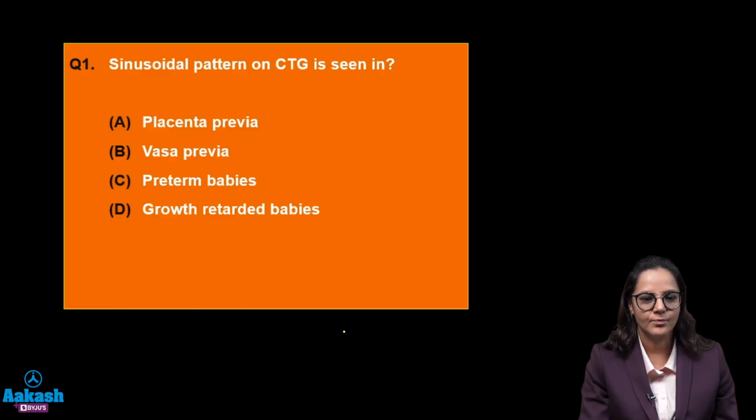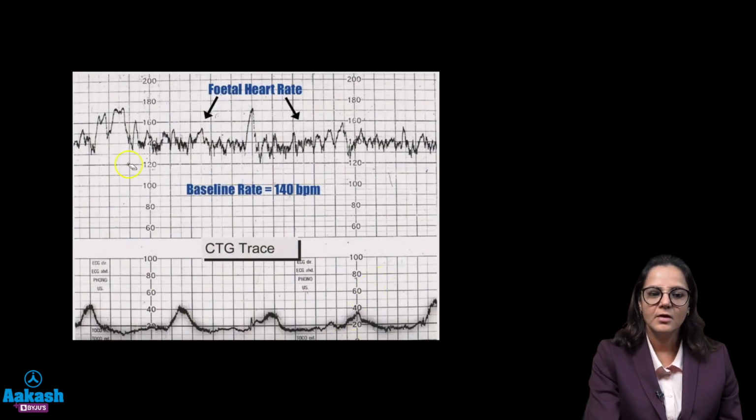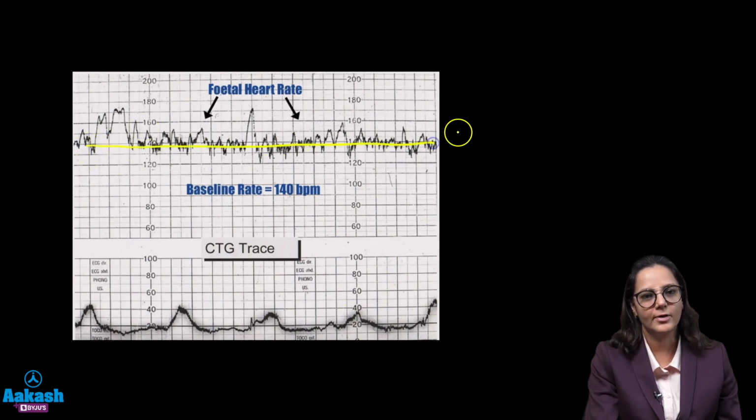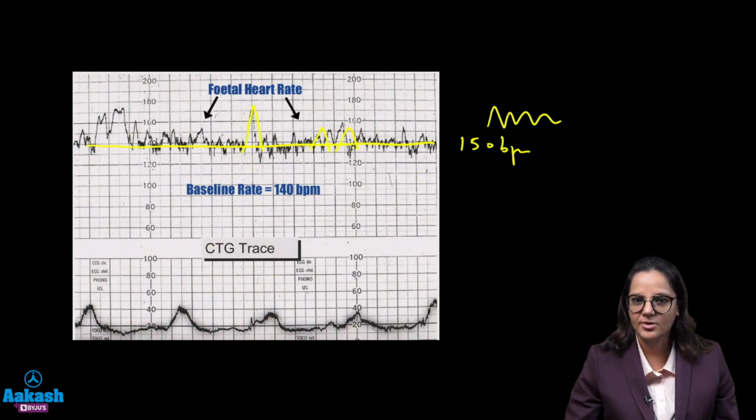The time starts now. First question is, sinusoidal pattern on CTG is seen in which condition? So before that, let's go through the normal CTG pattern. We can see this is the fetal heart rate. What is the baseline fetal heart rate? You just need to draw a line over here, and this is coming out to be 150 beats per minute, right? This is 150. The amount of zigzag pattern that you see, that is the variability, and it's a good thing. And these peaks that you are seeing, these are the accelerations, and that is also a good thing.